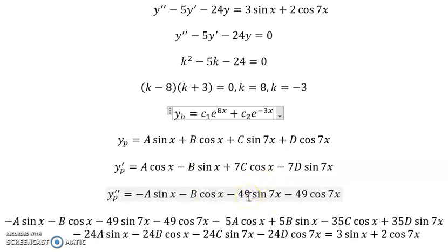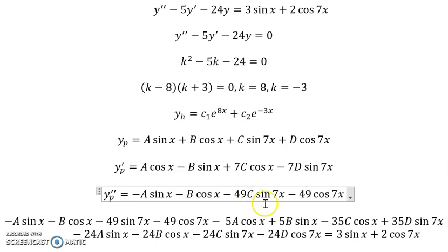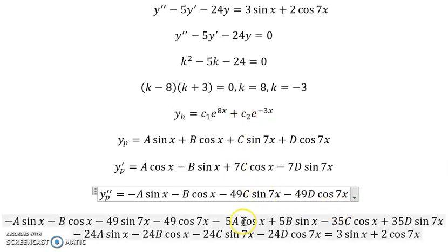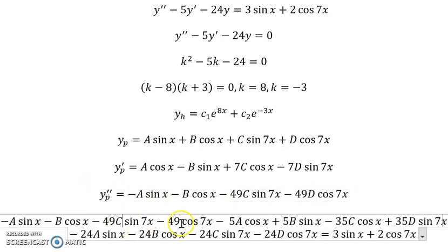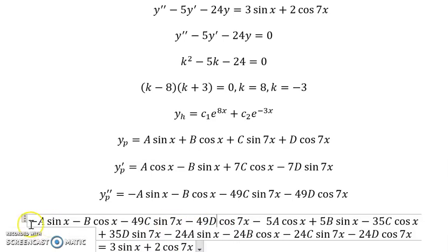We get another 7, so 7 times 7 and the sign change. And then another 7 here. Now we're going to plug these derivatives into our original differential equation. So y double prime, this whole thing, gets plugged in for y double prime.